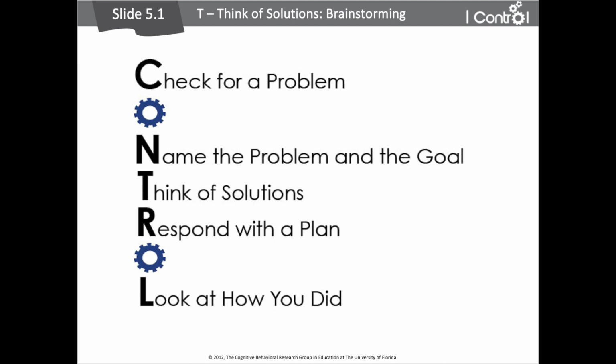So far, you have learned about the first two steps in the CNTRL problem-solving process. C, check for a problem, and N, name the problem and the goal. In Lesson 5, you will learn about the third problem-solving step, T, think of solutions.